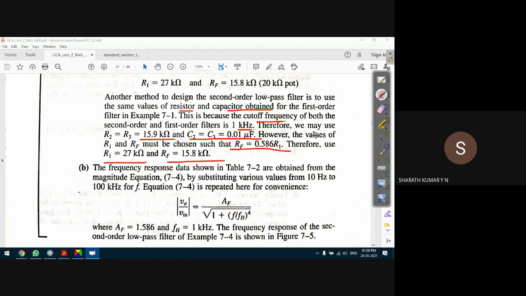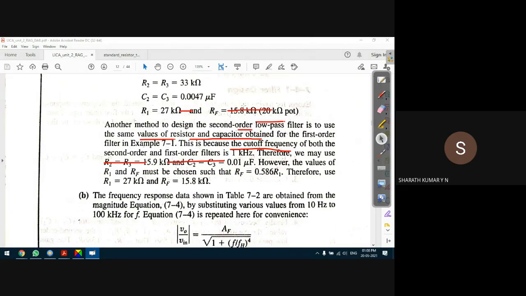So what the author is trying to say is, instead of using R2, R3 as 33 kilo ohm, we can make use of the same values obtained in the previous one. That's also possible. It's nothing but extending the first order filter to a second order filter by using the additional resistance R3 and C3. This is also possible.